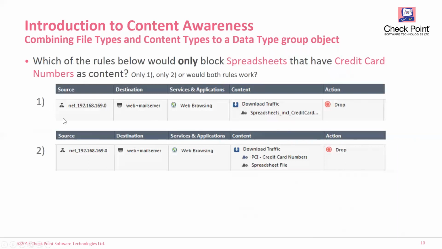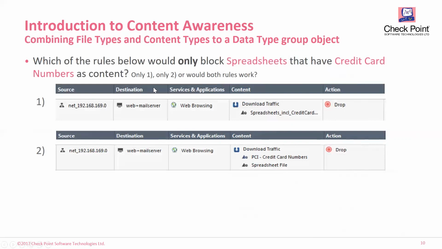Is it only number 1? Is it only number 2? Or would both work? If we were in a class, I'd ask you to raise your hand so that we can all vote on it. But obviously you're watching the video, so I can't interact specifically with you. But if you thought about it by now, I'm sure you've already come up with a decision on which one would do it. I think in our example, we pretty much explained that number 1 does do it. So the question really is, does number 2 block spreadsheets with credit card data also? And the answer is no, it doesn't.